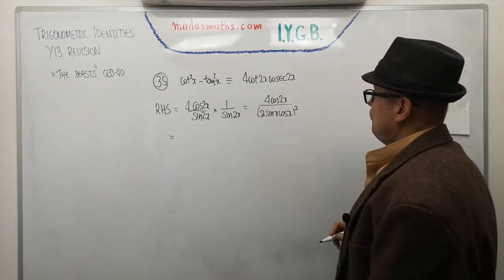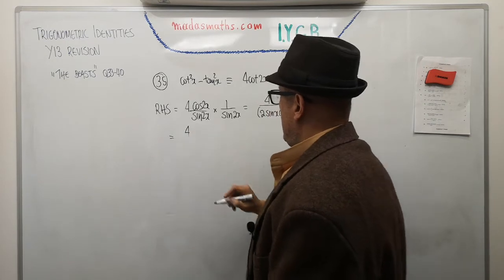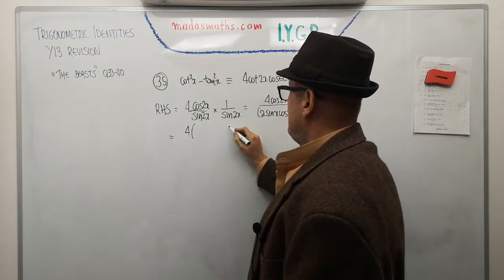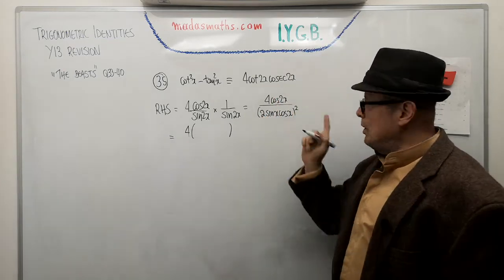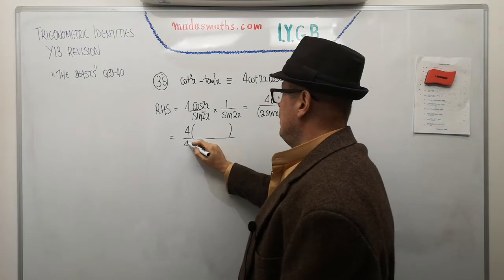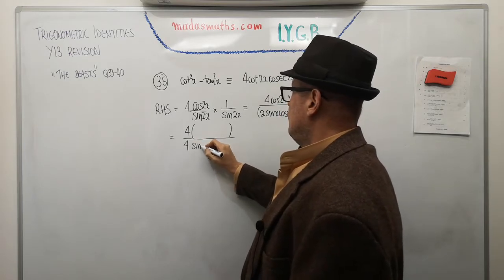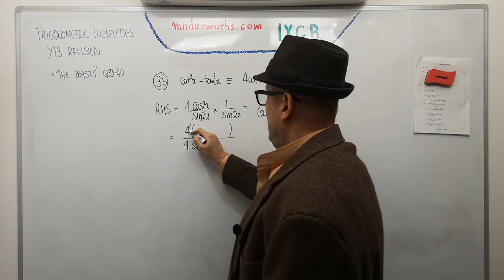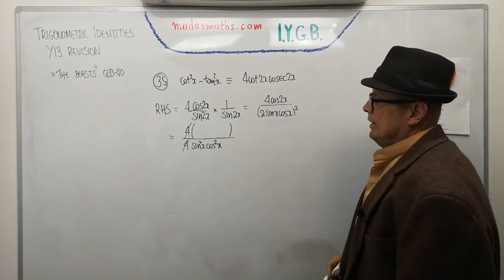If we continue, I'm definitely going to need to break that cos of 2x. So let's start by putting a bracket there. I'm not quite sure what I'm going to put in there, but I'm squaring now the denominator, and that of course will give me a 4 sine squared x cos squared x, and the 4's will cancel very nicely.